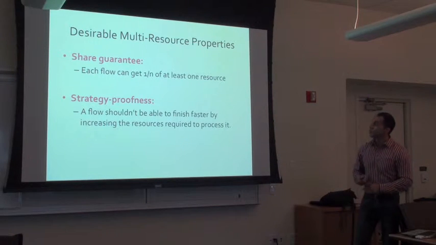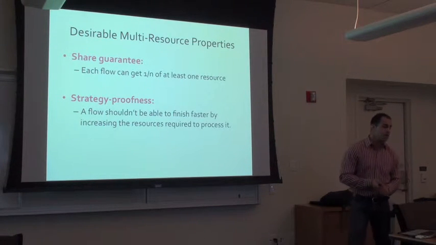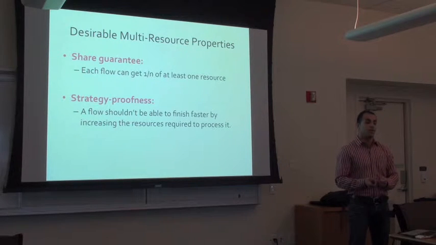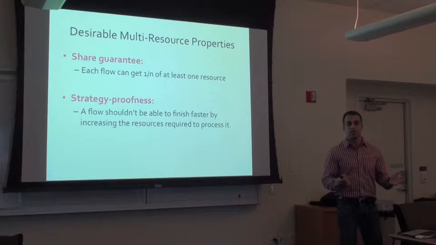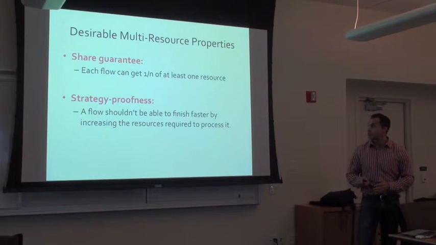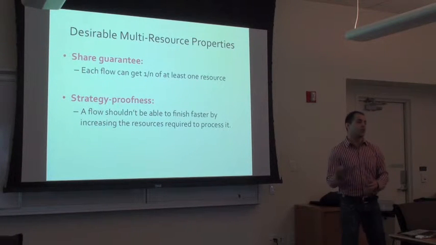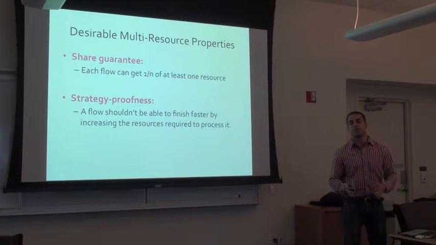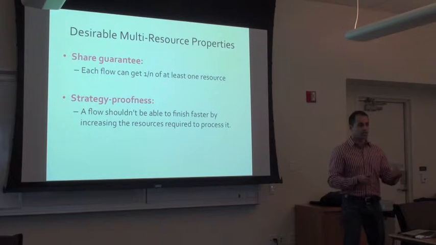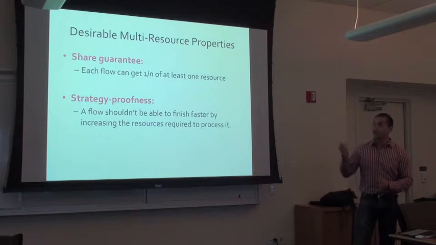The second property is strategy proofness, which is that a flow shouldn't be able to finish faster by artificially using extra resources that it does not need. Okay, so that's strategy proofness. And in some sense, weighted fair queuing from the past literature is doing strategy proofness, because what they're saying is, I don't care how you packetize, how big your packets are, you're not going to be able to cheat the system by using bigger or smaller packets. So this strategy proofness is the same here, but we want to do it for multiple resources.